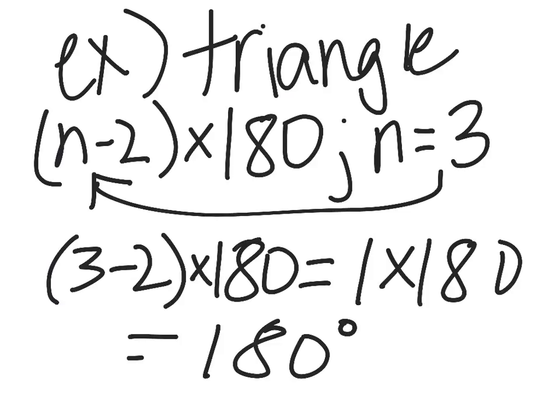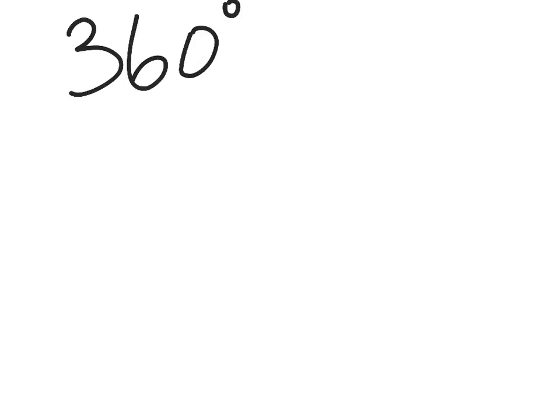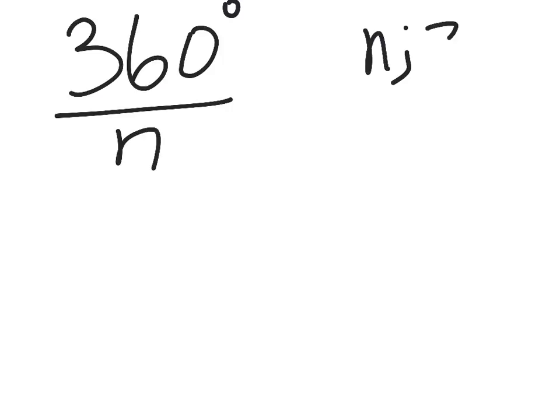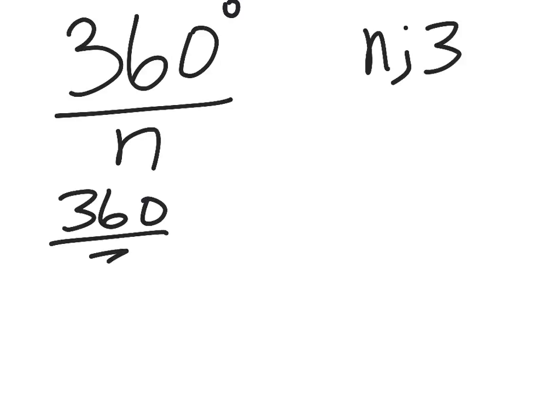And the second part of the theorem is that all of the exterior angles add up to 360. So to find every individual exterior angle, just divide 360 by n, and in this case n is 3, so 360 divided by 3 would be 120.